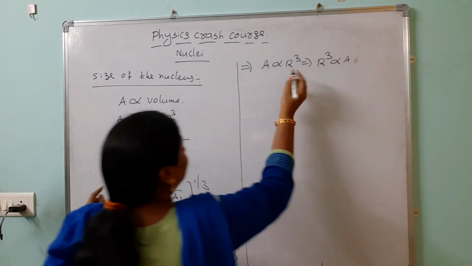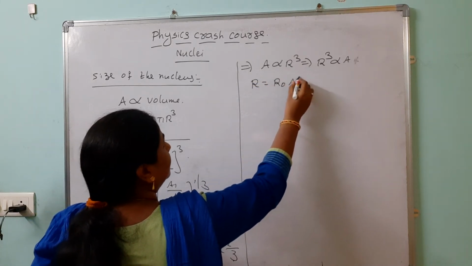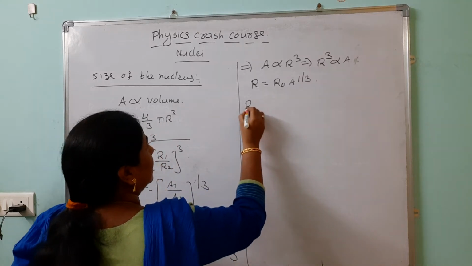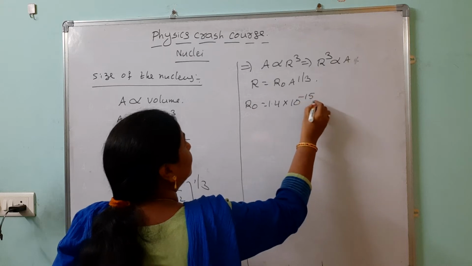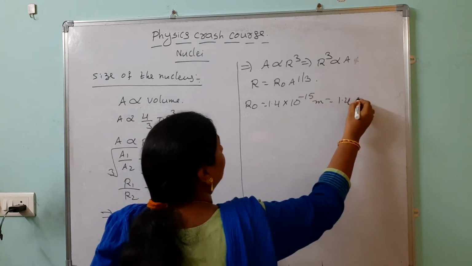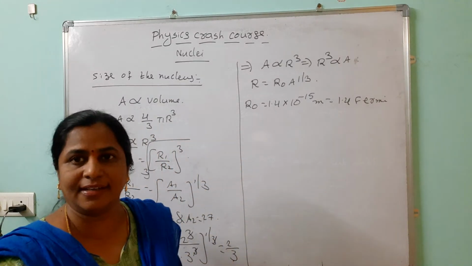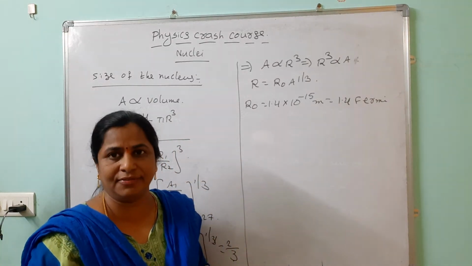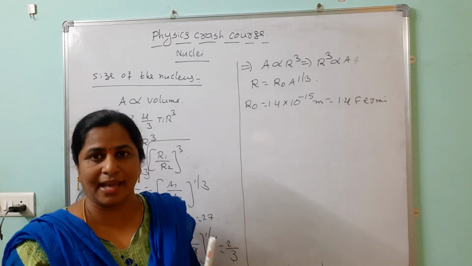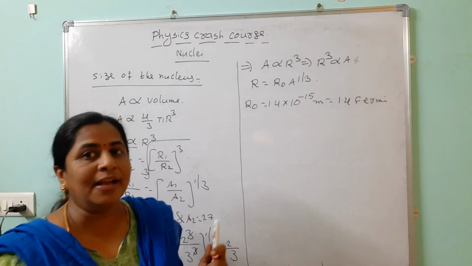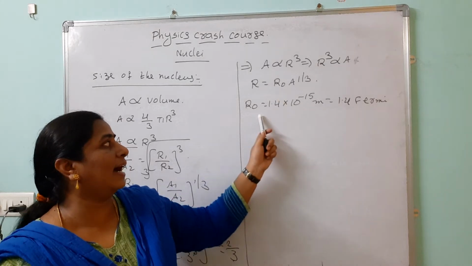From this you can express, when you remove the proportionality constant, R equals R naught into A to the power of 1 by 3. This R naught value is 1.4 into 10 to the power of minus 15 meters, or you can say 1.4 Fermi also. 1 Fermi equals 10 to the power of minus 15 meters, like 1 angstrom equals 10 to the power of minus 10 meters. Like nano, pico, different units are there. But when we go to the size of the nucleus, you can express it like this. This is R naught.